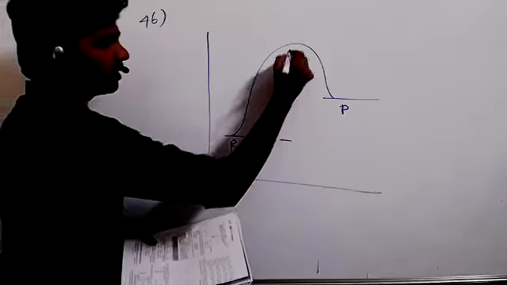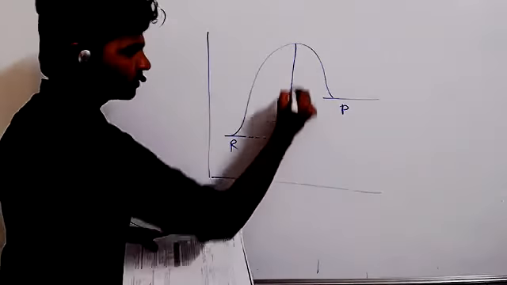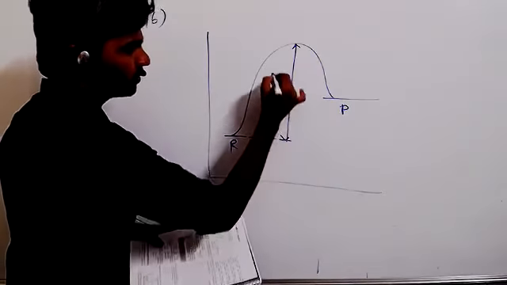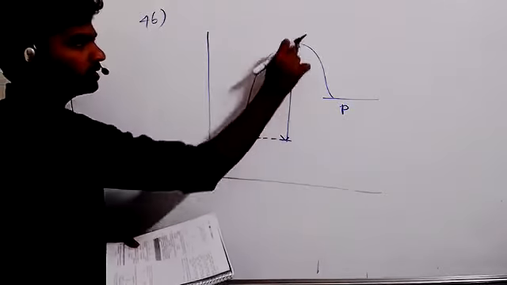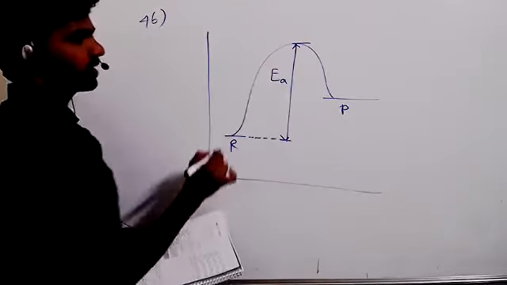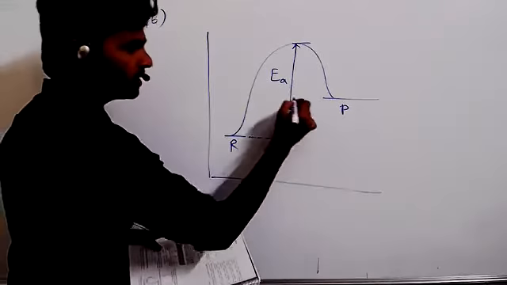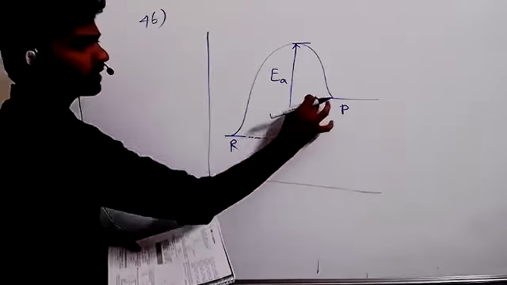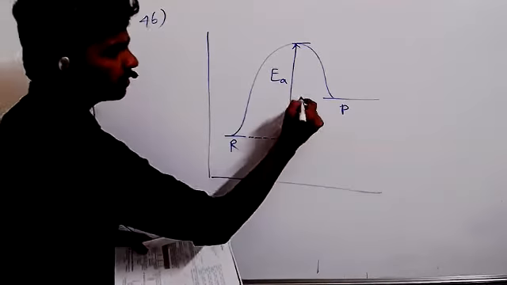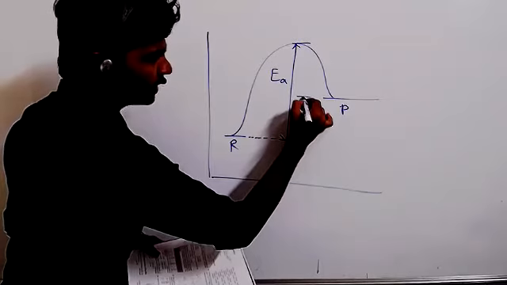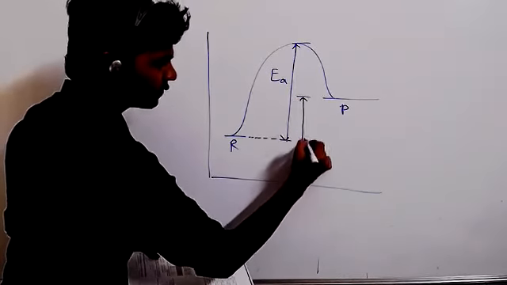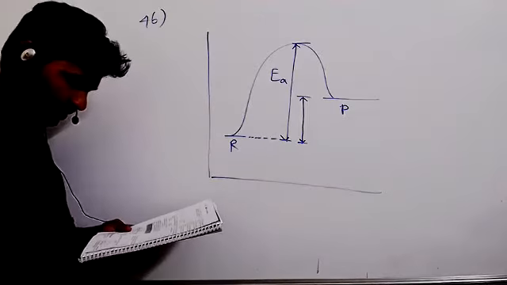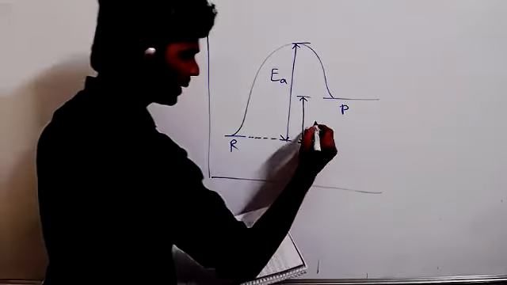This is called activation energy: the amount of energy required for the reactant to reach the activated complex. This is the energy gap between reactant and product. This gap we are calling the enthalpy of reaction. This is the enthalpy of reaction.